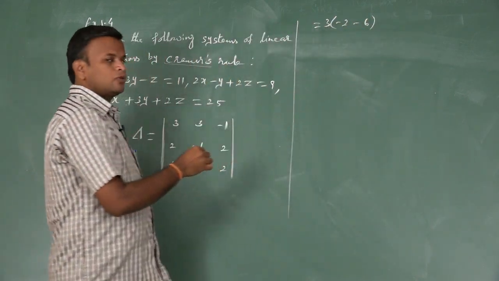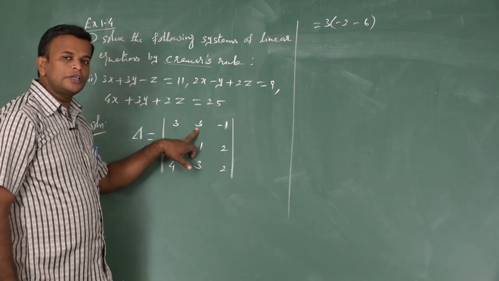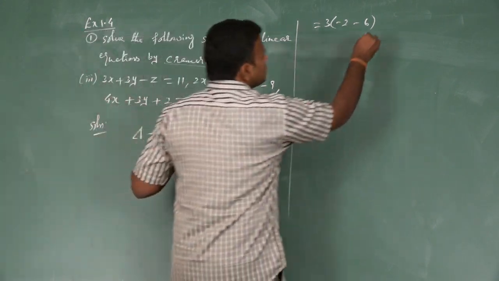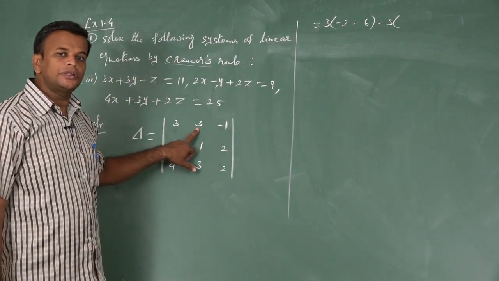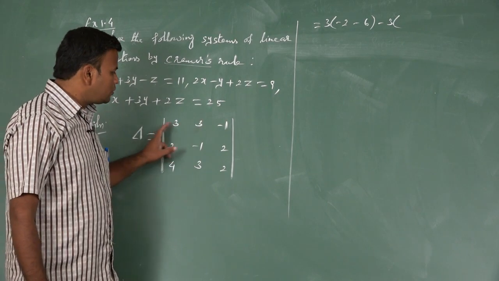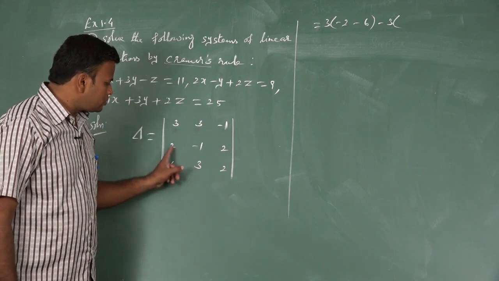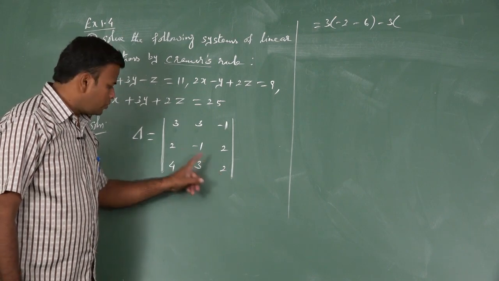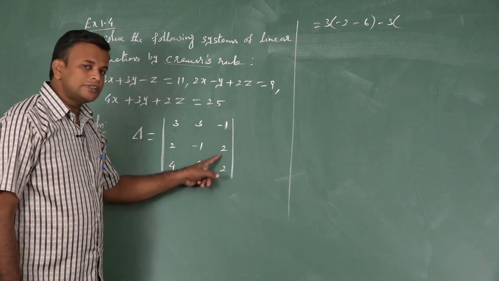Next element: the sign for this position is minus, so minus 3 of. Now we leave the row and column in which this number occurs: the first row and the second column. We multiply these two elements: 2 2s are 4. Next we multiply these two elements with a minus: 8. So 4 minus 8.